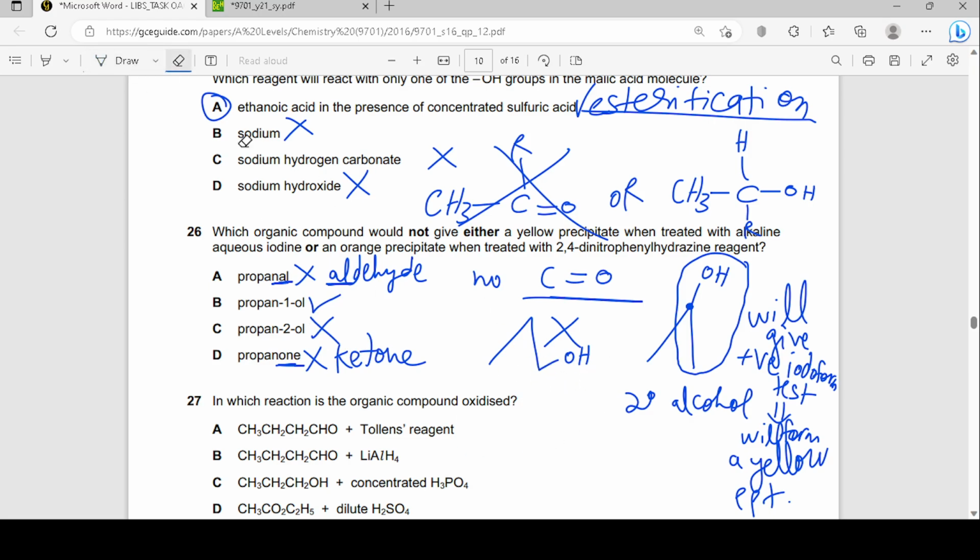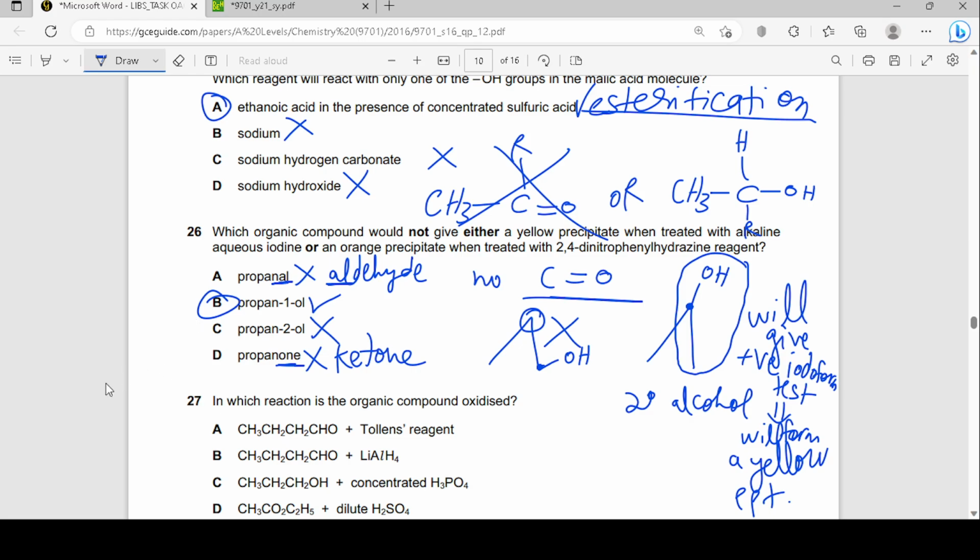The carbon atom that the OH is attached to is directly attached to only one other carbon atom. So it's a primary alcohol, and it cannot give a positive iodoform test, so it will not give a yellow precipitate, and it's not a carbonyl either. It does not have a C=O double bond, so it cannot give a positive 2,4-DNPH test either. So the answer is simply going to be B. Okay. Next question.